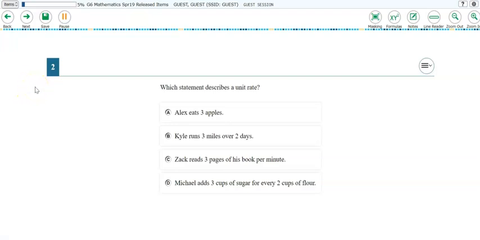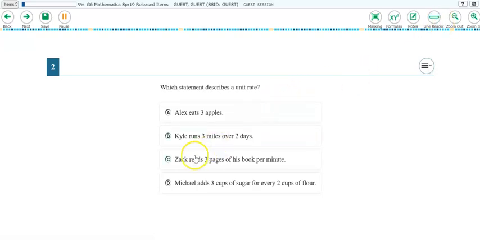All right, let's just look at this one. I haven't seen any of these, so let's just give it a shot. Which statement describes a unit rate? Alex eats 3 apples. Let's see. Let's keep going because there's just one Alex and 3 apples. Kyle runs 3 miles in 2 days. Well, that's not per one. Remember a unit rate: if it says a unit rate, that means it is per one.